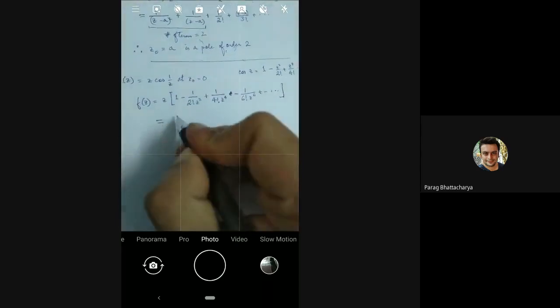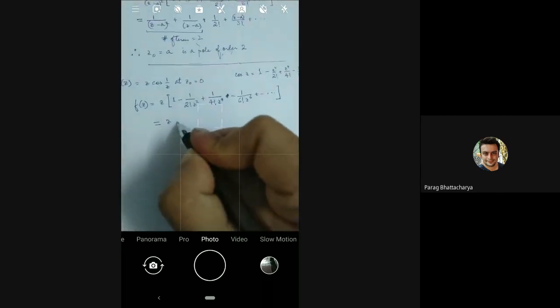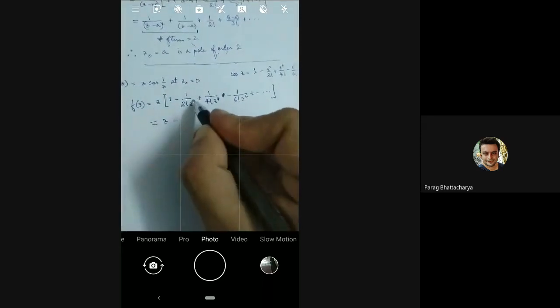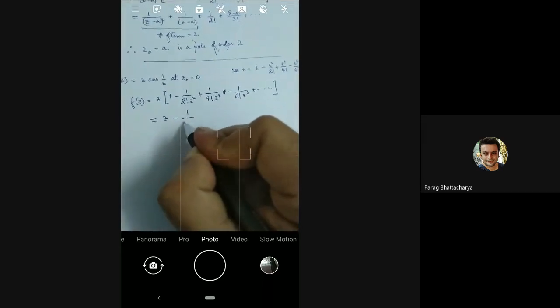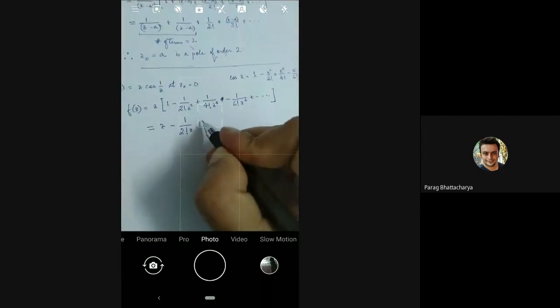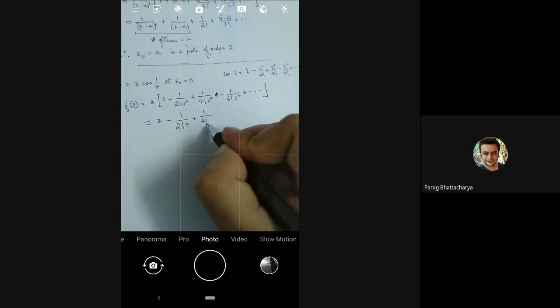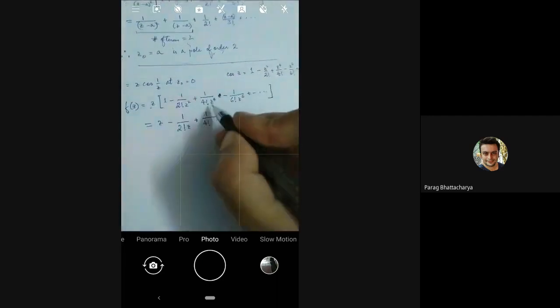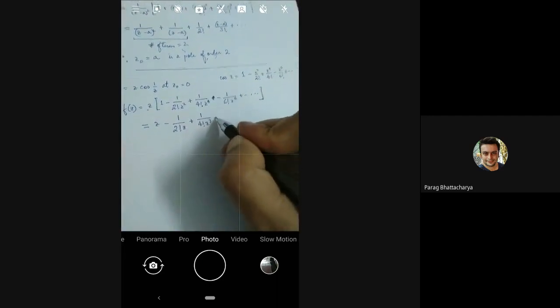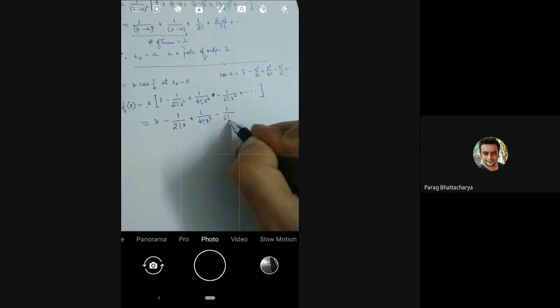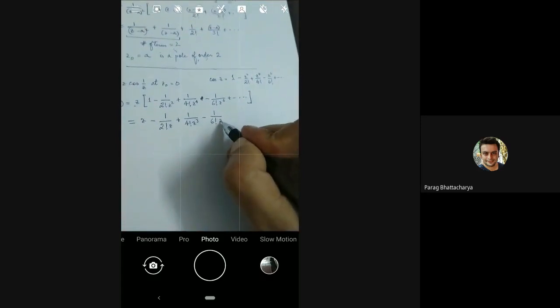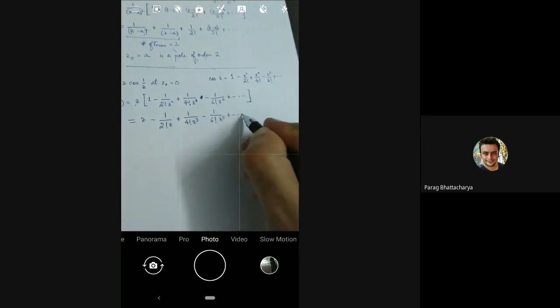Now we just need to multiply this z everywhere inside, and as a result we will get z minus, then one of these z will get cancelled, so we'll get 1 by 2 factorial into z, then plus 1 by 4 factorial, z to the power 4 and z will get cancelled, we'll get z cube here, so minus 1 by 6 factorial, z to the power 6, this power will go down by 1, so we'll have z to the power 5, plus minus and so on.